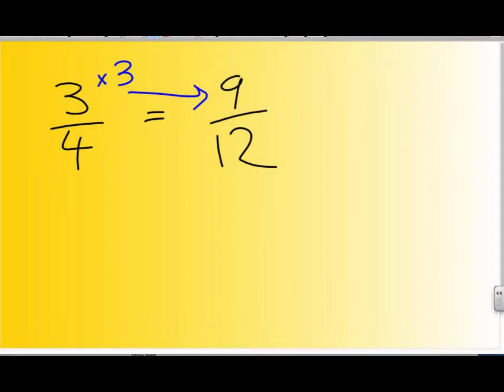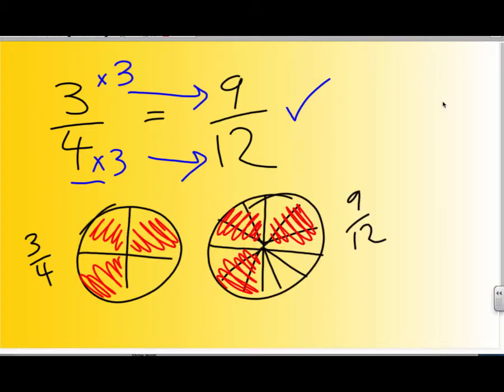So 4 times 3 equals 12. Right, that is actually an equivalent fraction. 3/4 equals 9/12. Right, and there you can see it's the same amount of pizza, isn't it? 3/4 is just the same as 9/12.